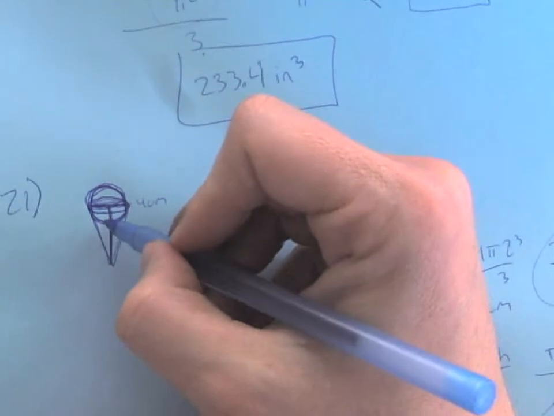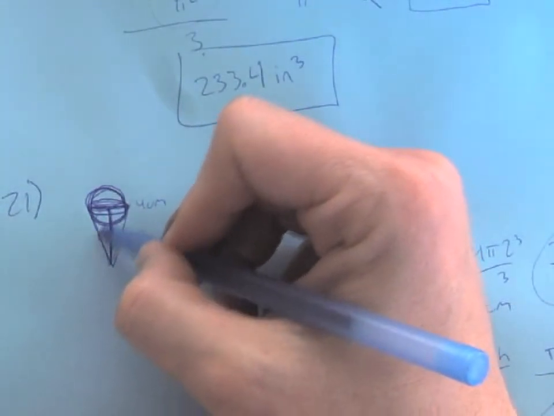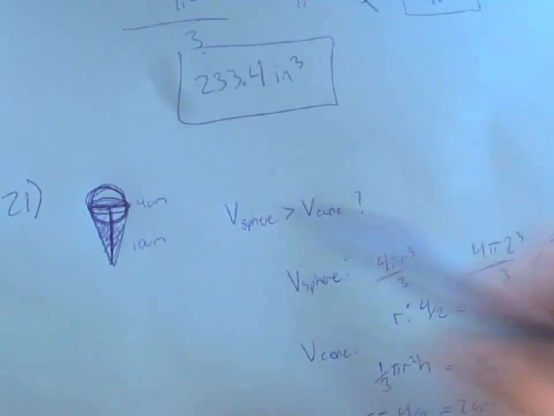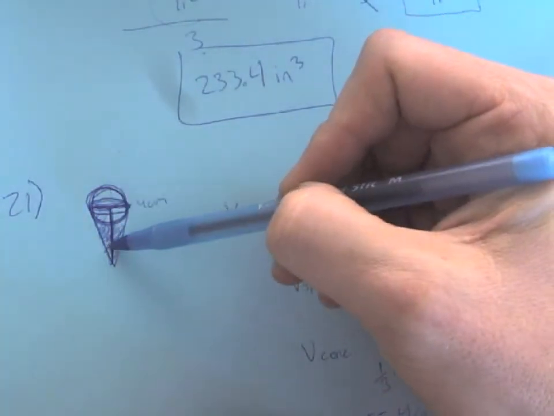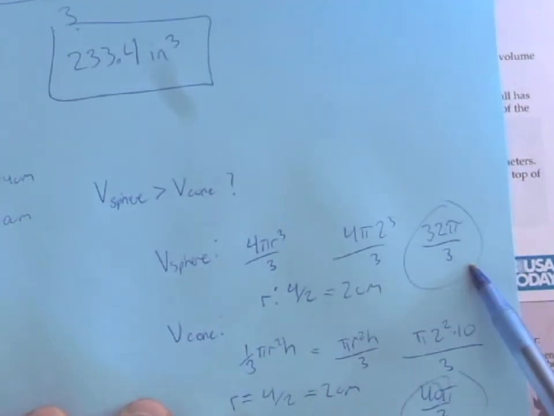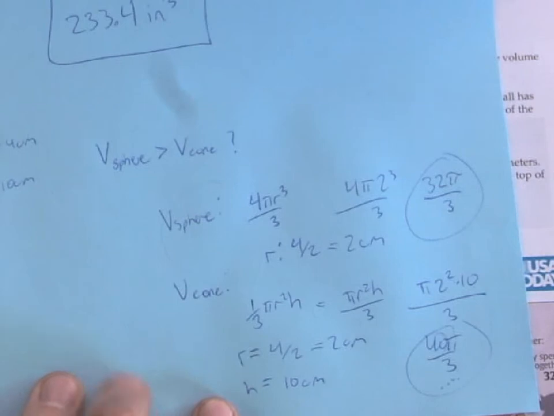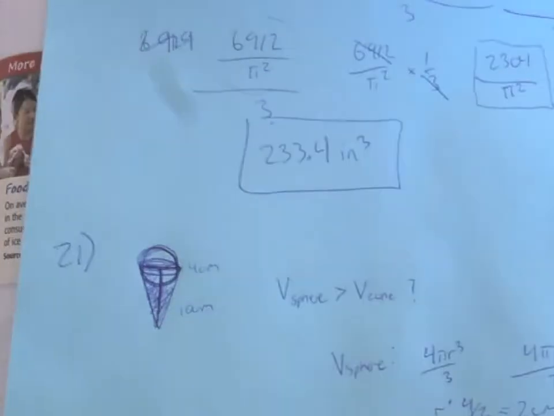So if you think about it, there's all this space down here, right? The cone is kind of a bunch of empty space. And as the ice cream melts, it's going to fill up that empty space. And since the volume of that ice cream is less than the volume that the cone can hold, it's not going to overflow.